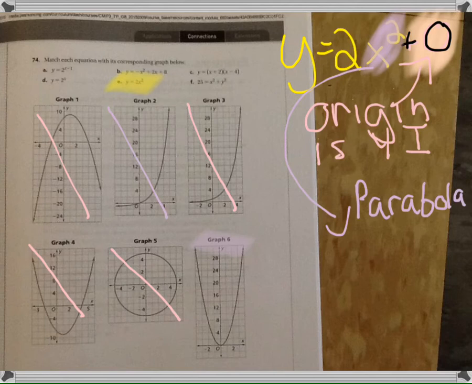The next equation is y is equal to 2x squared. Once again, since there's no value behind this, it's the same as saying plus 0. So the origin is the y-intercept, meaning it can't be graph 1, graph 3, graph 4, or graph 5. Also, because of this format, it is a parabola, meaning that it can't be graph 2, leaving it to be graph 6.